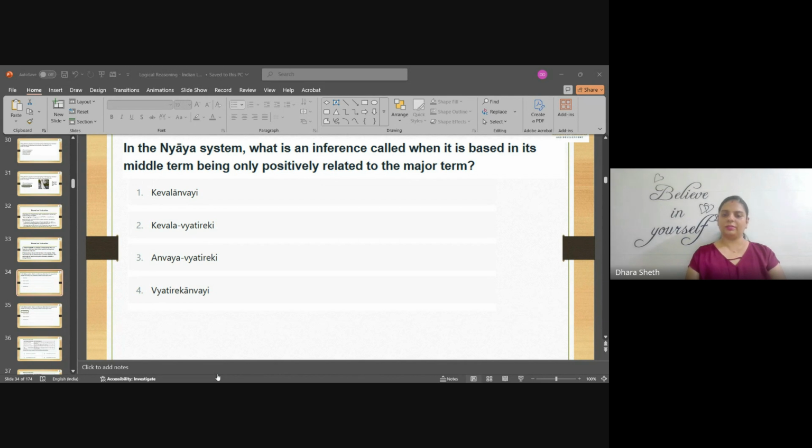Only positively related is keval anvai. Keval Vyatireki, only negatively related. Anvay Vyatireki, both positive and negative correlation.